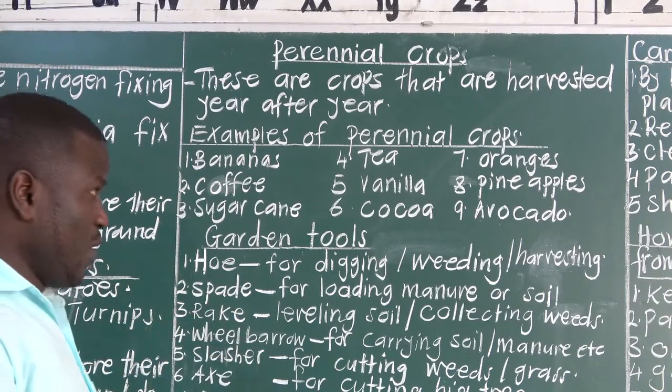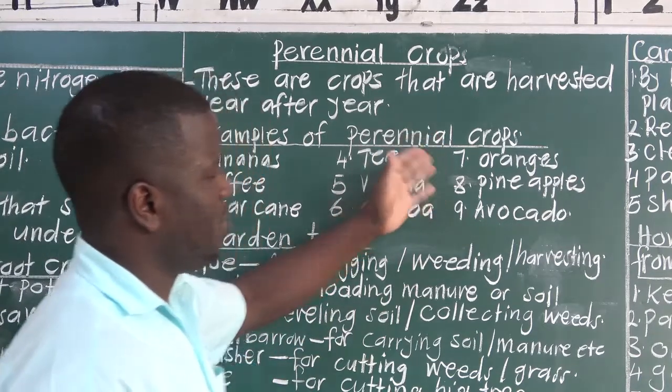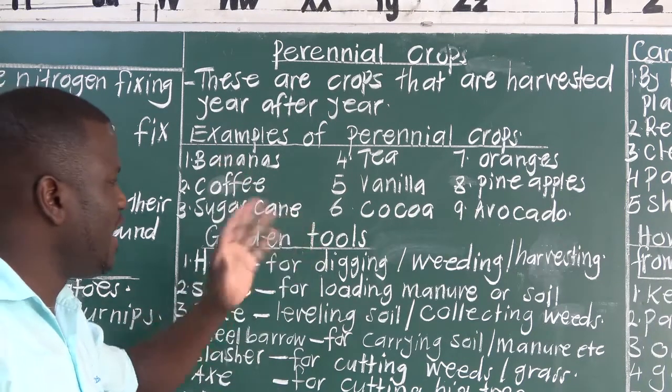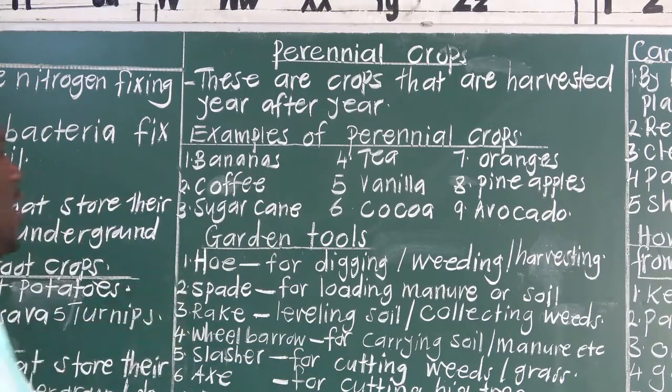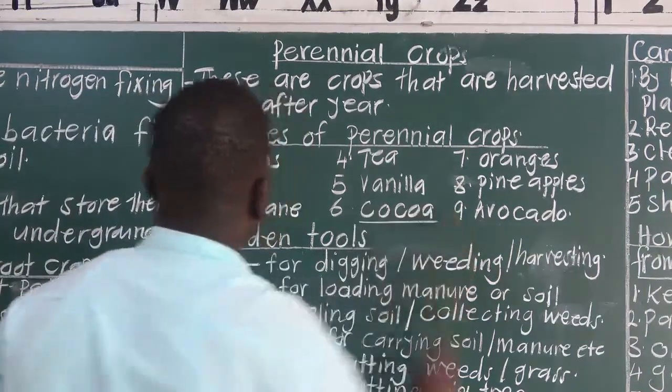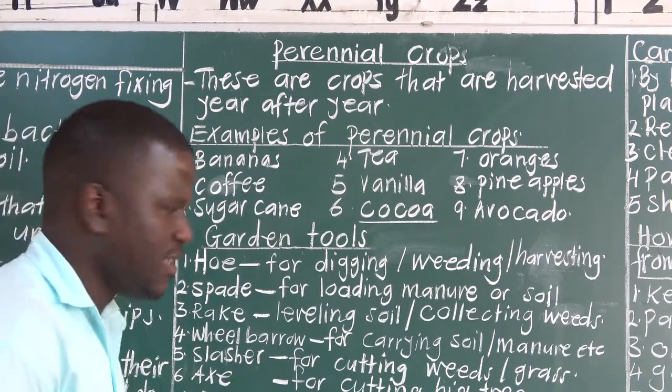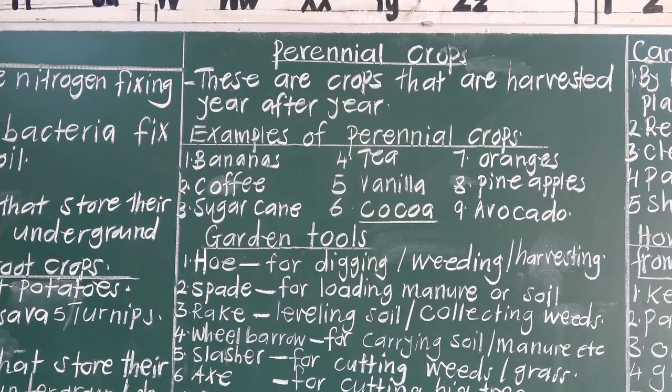So, as we are mentioning, answers like oranges, pineapples, avocado, jackfruit, any fruit you can think of is under perennial crops. Reason, it is harvested year after year. Then we have tea, vanilla, cocoa. Though some of you say it differently, the correct pronunciation is cocoa. Then we have bananas, coffee, and sugarcane. Why are they called perennial crops? They are harvested year after year, or they are harvested yearly. Simple.